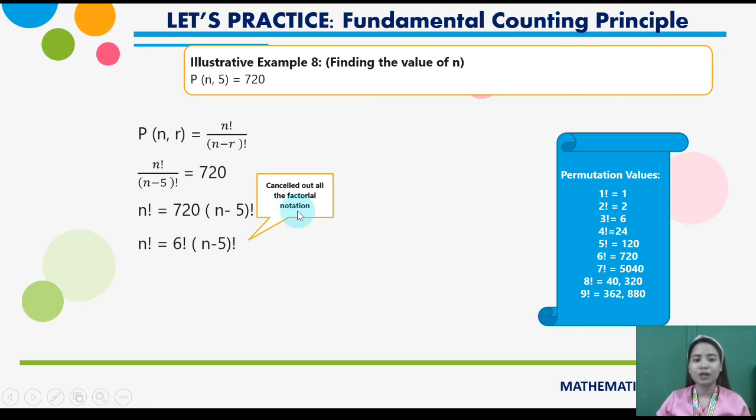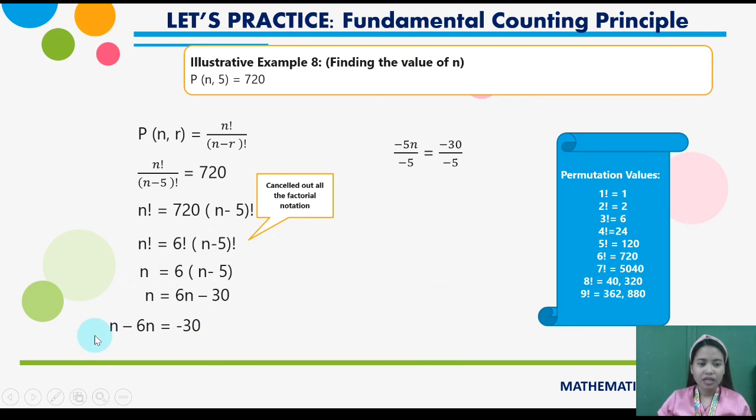We need to cancel out all the factorial notation in order to find the correct answer. So we have here, canceled out. So we have n is equal to 6 multiplied by n minus 5. The next step is you need to multiply the monomial. So we have 6 times n, we have 6n, and 6 times negative 5, we have negative 30. Then, as you can see, we have similar terms here. We have n and 6n. So all you have to do is transpose. So we have n minus 6n is equal to negative 30.